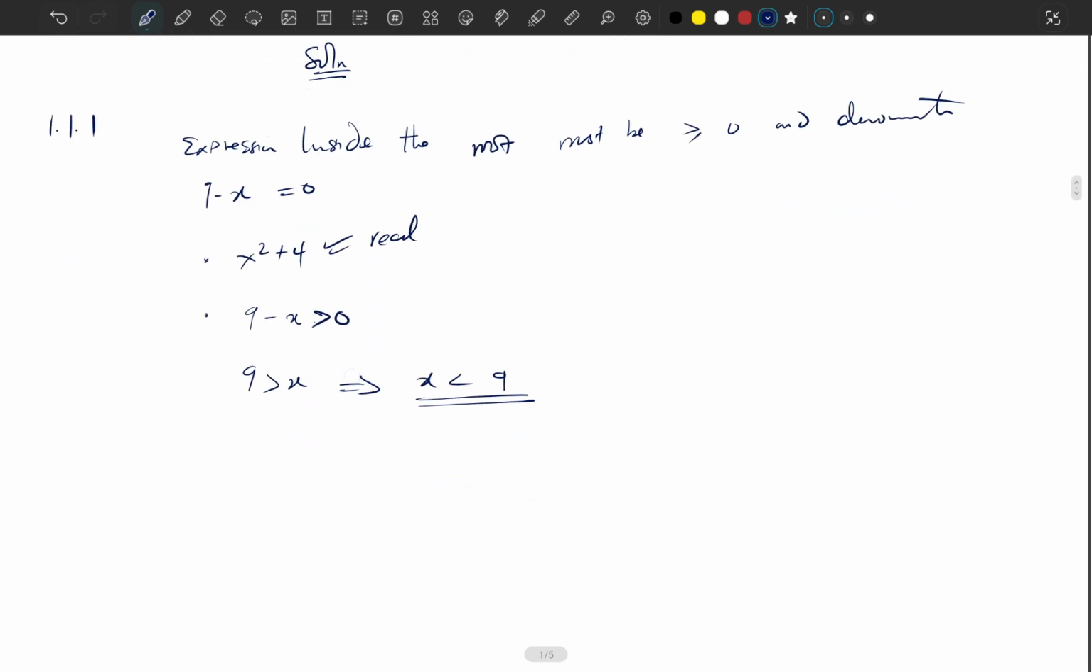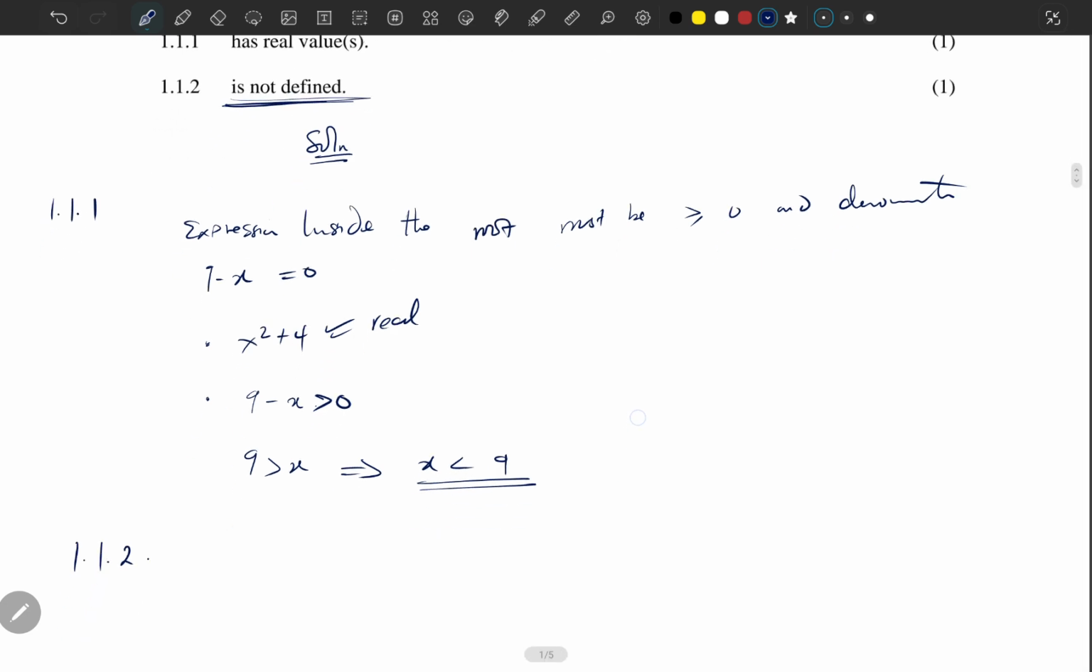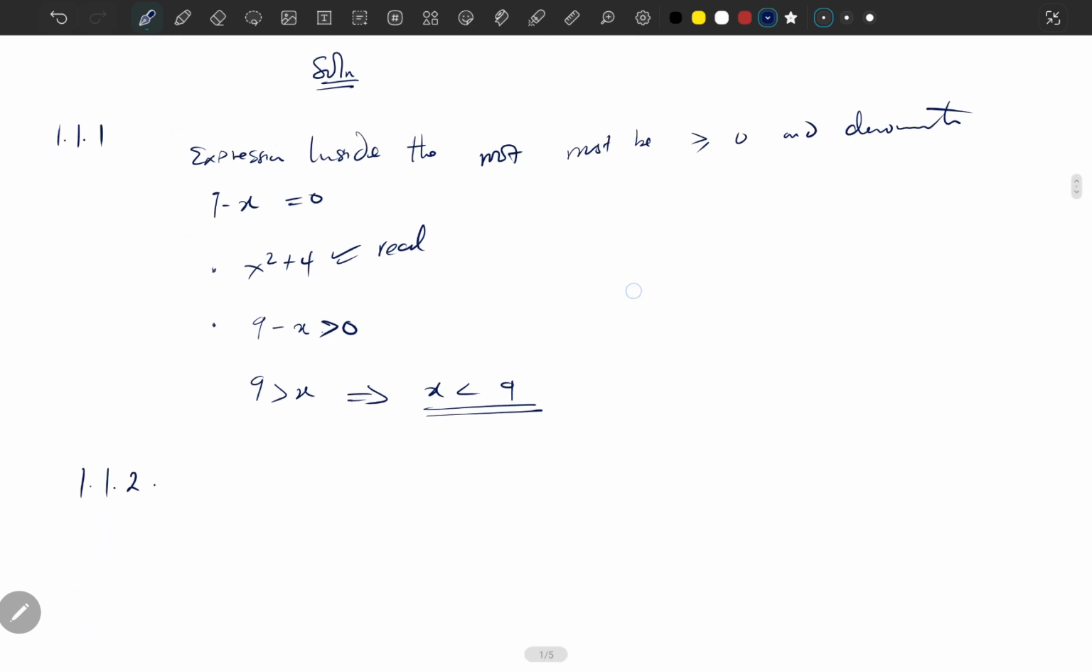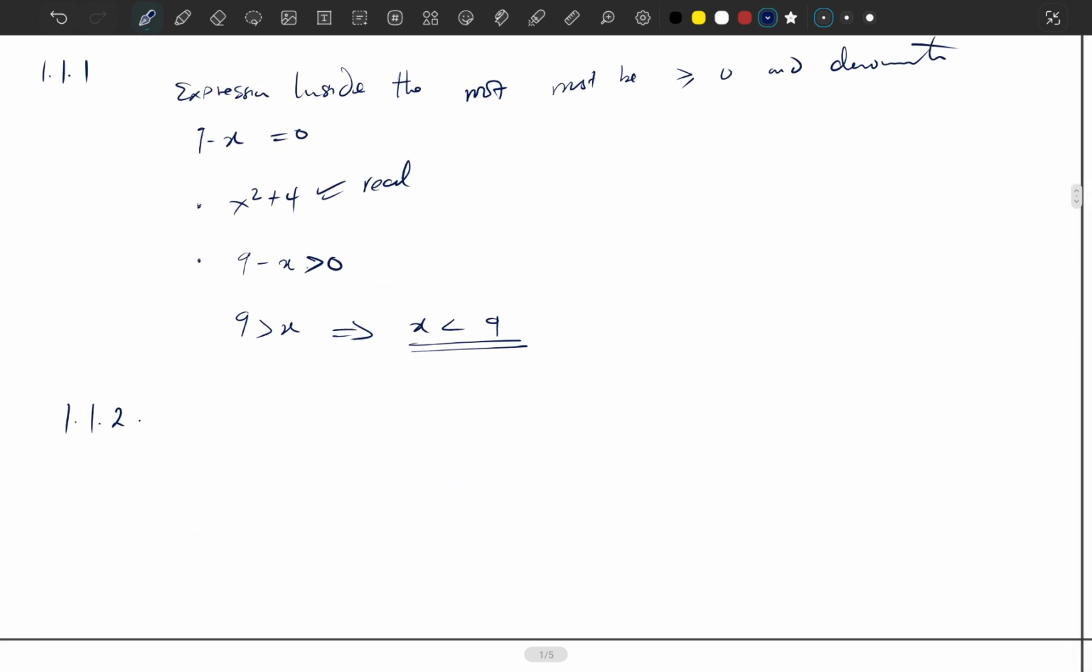Now let's look at the next one. For this function to not be defined, it is just if the denominator is equal to 0. So for it to be not defined, you equate the denominator to 0, meaning 9 minus x should be equal to 0 if we want this function to be undefined, meaning x is equal to 9.